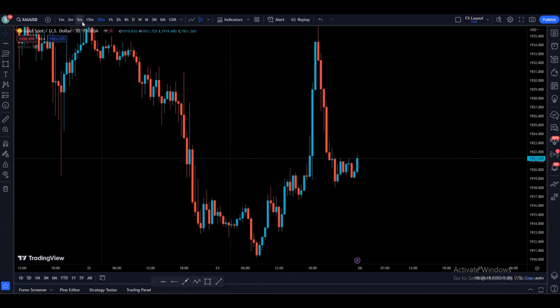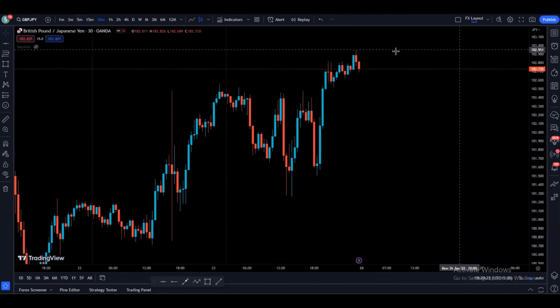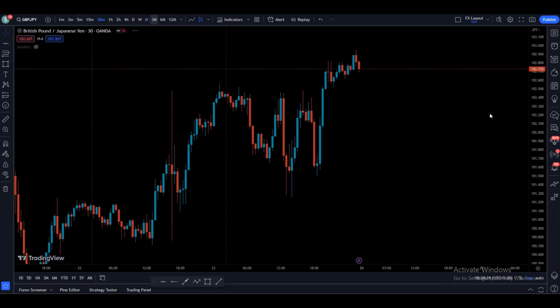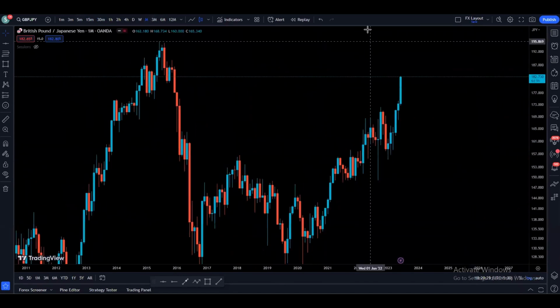Now let's go to our next pair, which is GJ. And again, on the GJ, we are going to start with the monthly time frame. Now, GJ on the monthly time frame is very bullish because we are making higher highs and higher lows. So as you can see, we are making high, higher low, high, higher low, and then we broke the previous high, basically created a higher high. And the price is very much bullish, as we can see.